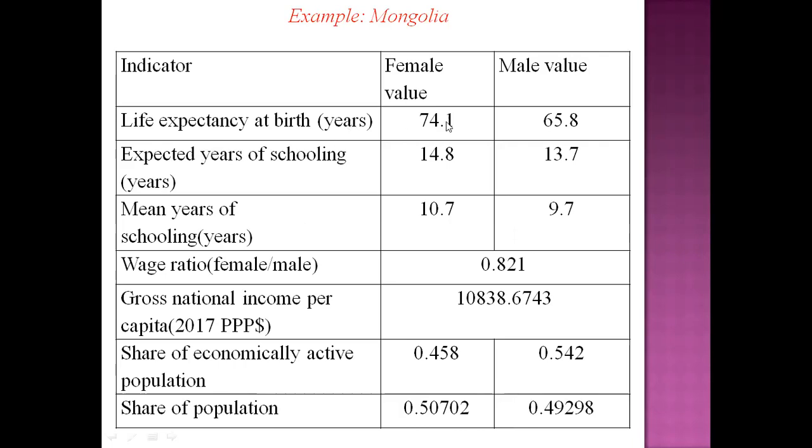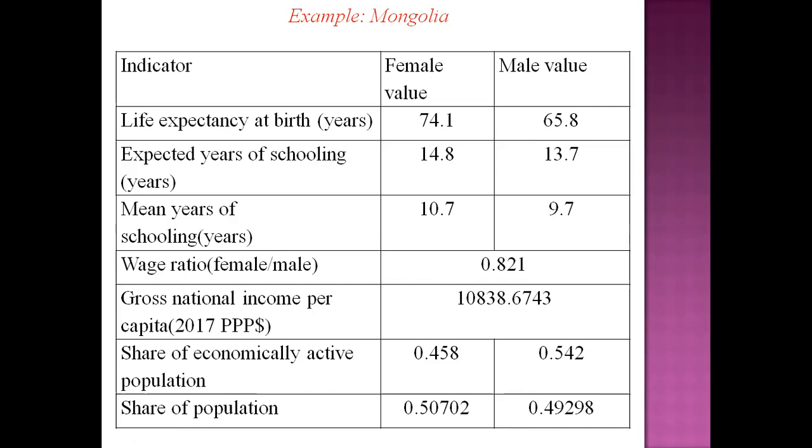The life expectancy at birth for the female is 74.1 and for the male is 65.8. You can easily see that there is a gap in life expectancy at birth between female and male. Similarly, for expected years of schooling, female is ahead of male, and mean years of schooling also female is ahead of male. The wage ratio is 0.82 to 1. This states that there is discrimination against female in the labor market.